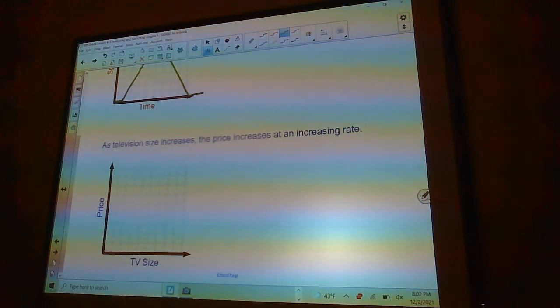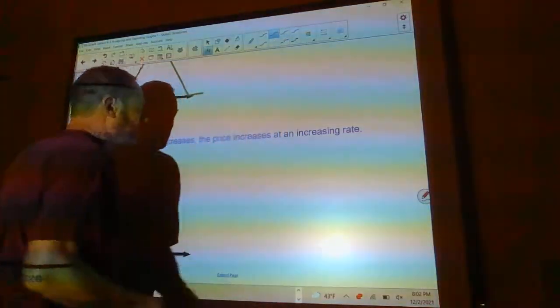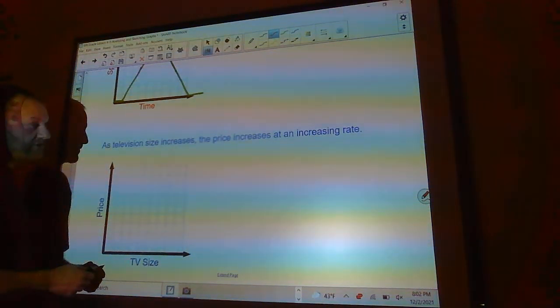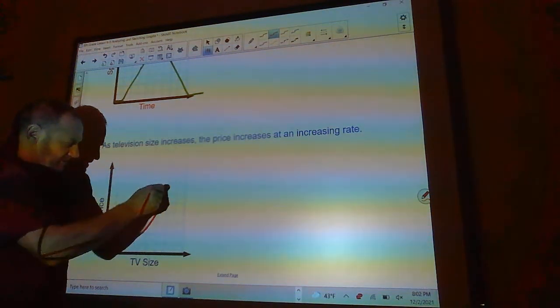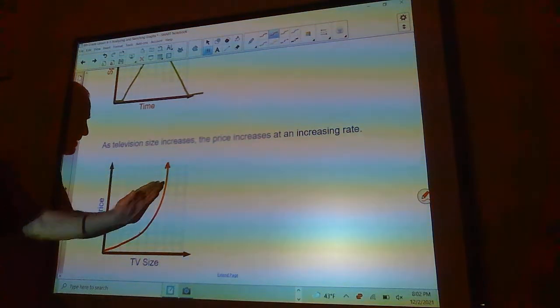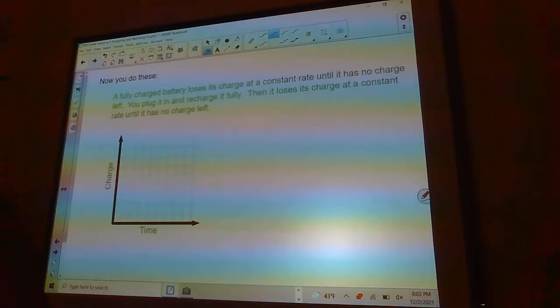As television size increases, the price increases at an increasing rate. So what does this look like? Well, this is the size of the TV here. The size of the TV increases. The price goes up at an increasing rate, so it's getting faster and faster and faster. That would look something like this. As the TV gets bigger, the price increases at a faster and faster rate. And you can actually see that that's true if you look up the price of TVs in different sizes.